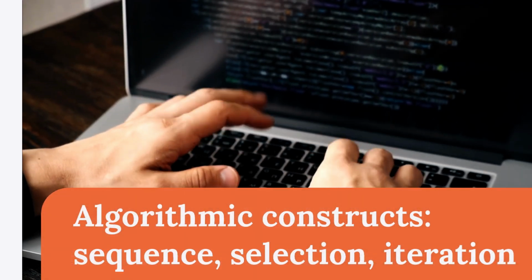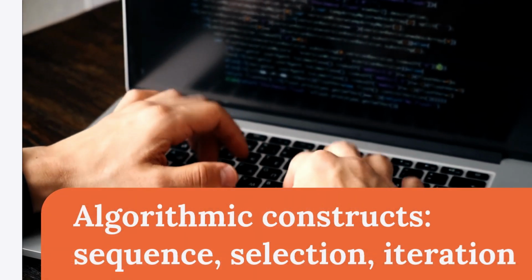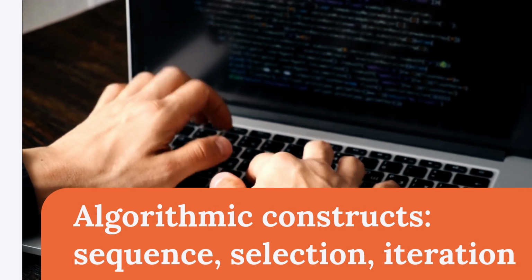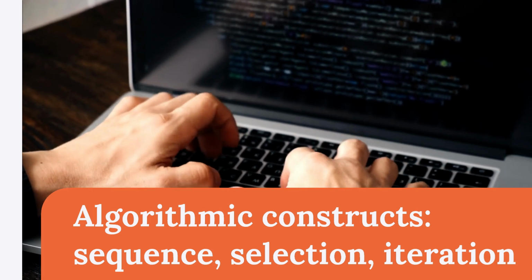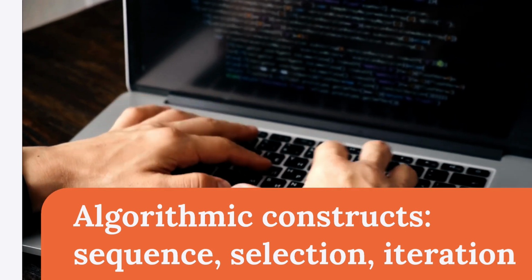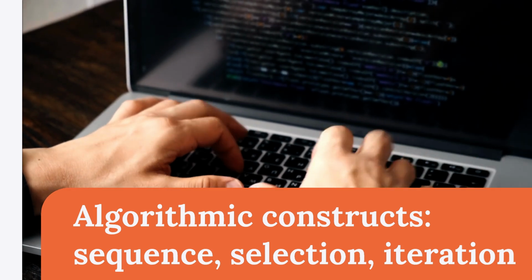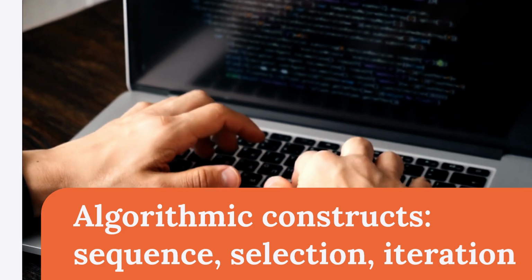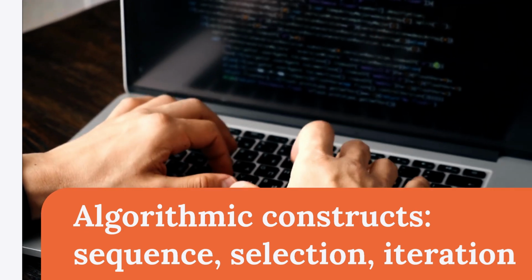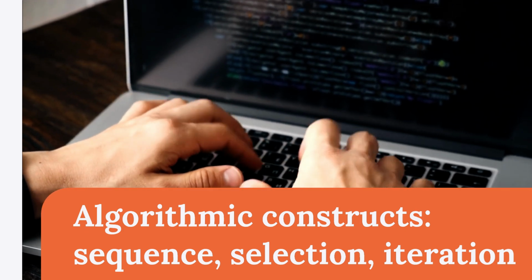Algorithms rely on core constructs like sequence and selection. Iteration is vital for repetitive tasks using loops. These constructs are shared across popular languages like Python and Java. Understanding them forms the foundation of algorithmic logic. They ensure your code is efficient and easy to understand.